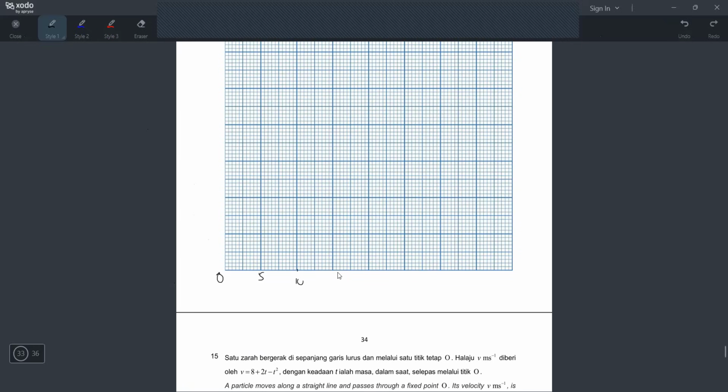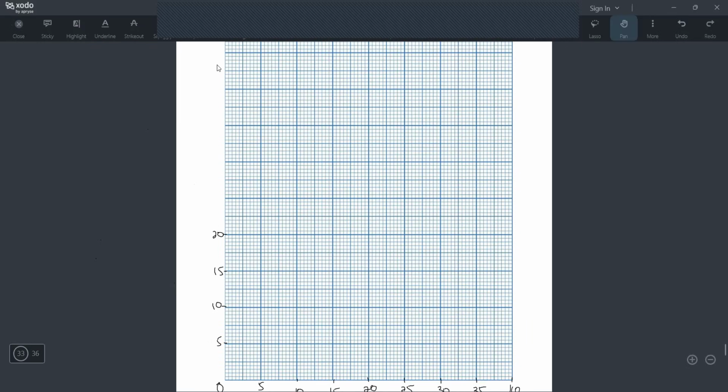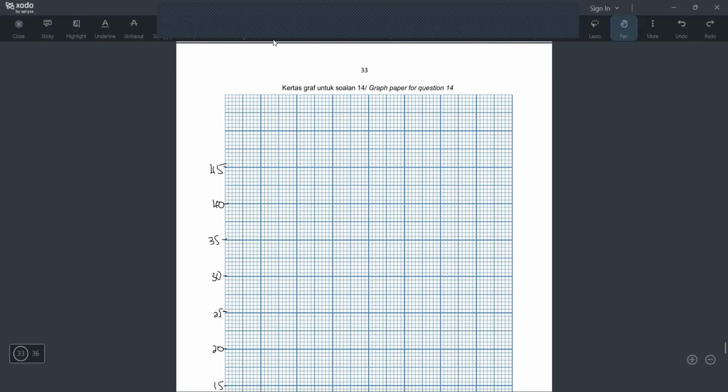5, 10, 15, 20, 25, 30, 35, 40, right? And then this will be 5, 10, 15, 20. For this one, the x-axis has to use 8 squares, the y-axis has to use 10 squares. It means this one you have to go until 50. So 20, 25, until 50, 30, 35, 40, 45, 50.